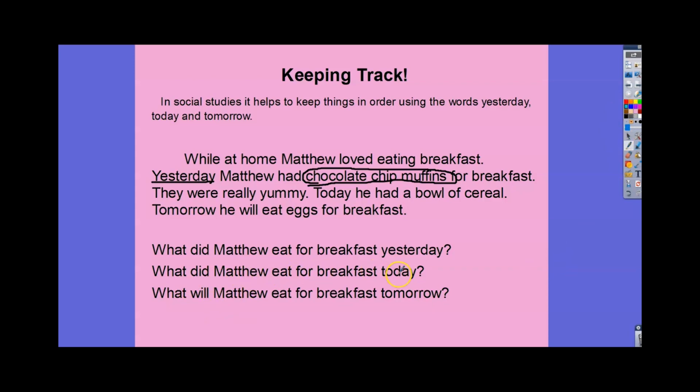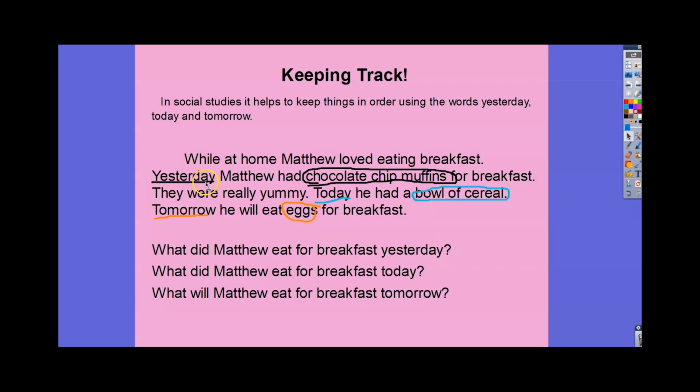What did Matthew eat for breakfast today? So I'm going to go up and look for the word today. I see the word today right here. And I'm going to circle, he had a bowl of cereal. And then I'm going to switch colors again. My last question asks, what will Matthew eat for breakfast tomorrow? Here's the word tomorrow. He will eat eggs.